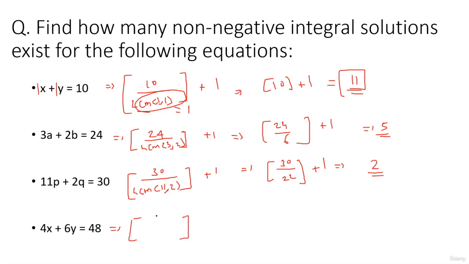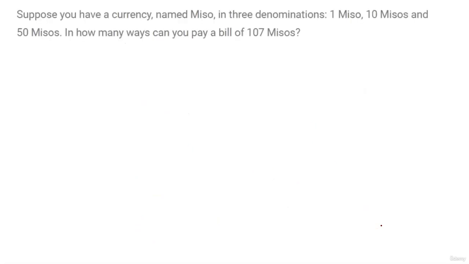Floor of 48, no need to do it again, it's the same question as we saw previously. So LCM of 4 and 6, plus 1. LCM of 4 and 6 is 12. So basically this is floor of 48 divided by 12, plus 1. 48 upon 12 is 4, plus 1 is 5. We have 5 solutions, right? It's as simple as that. Okay. So we'll solve one question based on this now, guys.